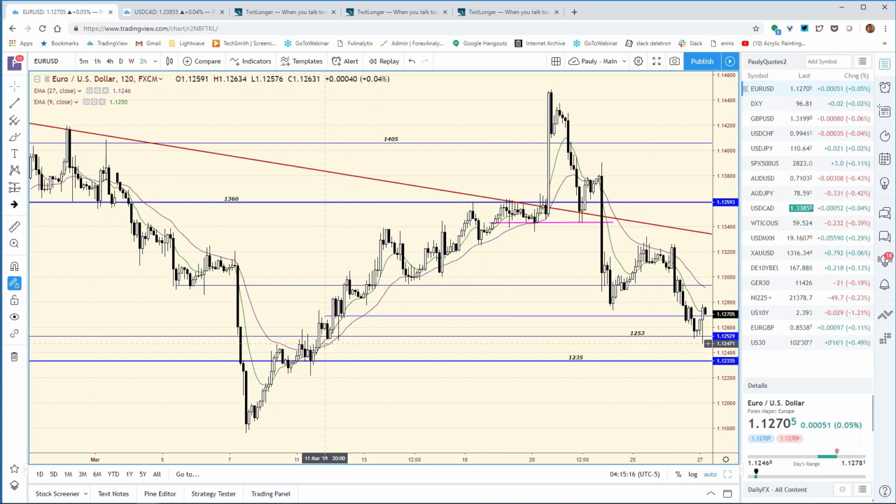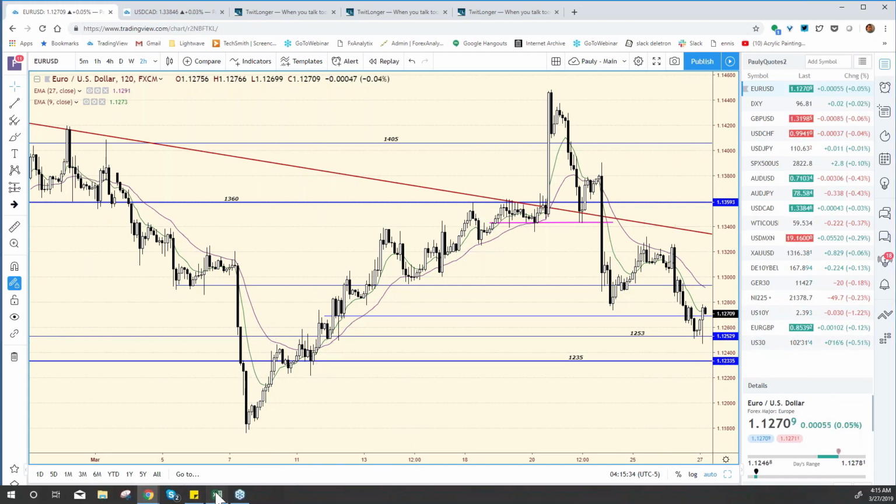You can see that coming here is 1247, right there. It's actually 1247, and that's actually the low right here. So that will actually be our bias chart support here.